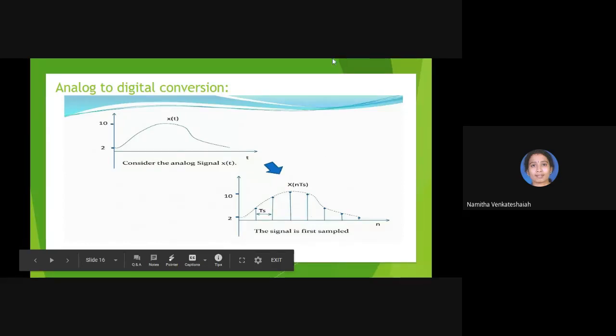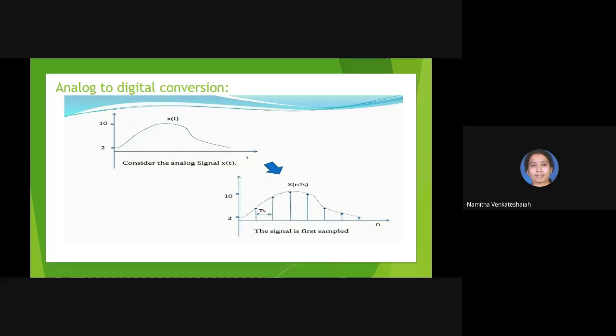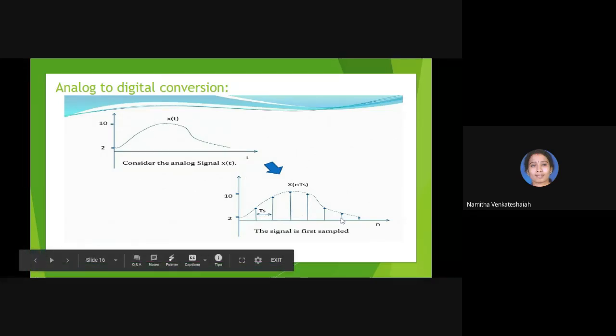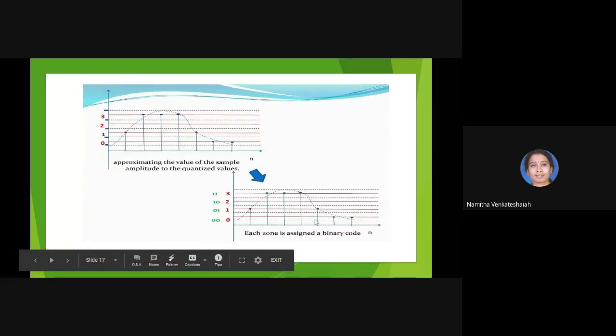Are you following whatever I told? Can you reply in the chat window if you are following, or let me know in the chat window if you have any problem? I assume everything is going well, so let me continue. This is our analog signal. You have sampled it. Sampling means you are dividing it.